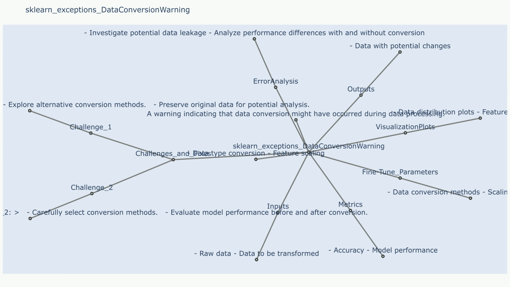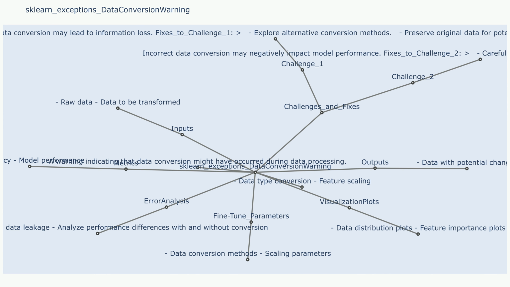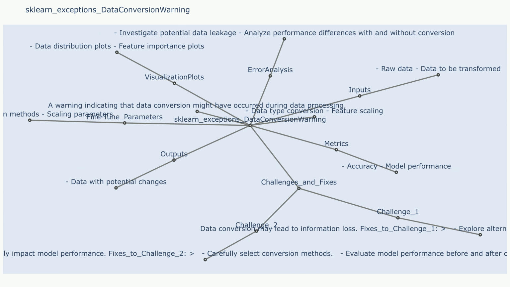Parameter 2. Handling of missing values. Determine how scikit-learn should handle missing values during conversion, e.g., replacing with a default value or removing the missing values. Uncertainty method 1. Confidence intervals. Estimate the uncertainty in the model's predictions based on the converted data. Uncertainty method 2. Bootstrap resampling. Create multiple datasets by resampling the converted data and observe the variability in model performance.